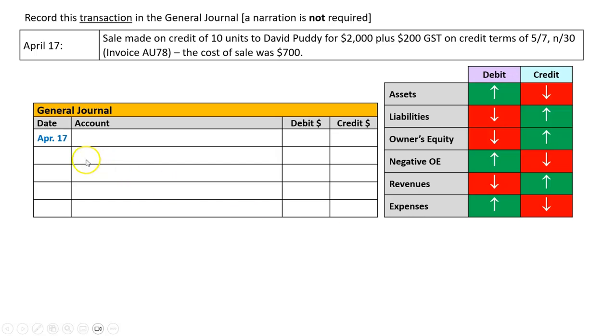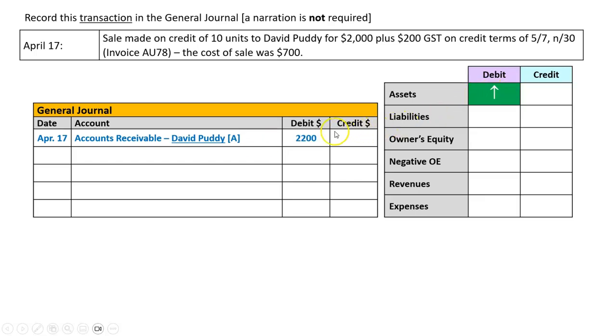So just like always, we'll start with the date. We can do the debits and credits in any order. I'm going to start with the accounts receivable for David Putty. That is an asset. And after this, he's going to owe us more money. So that asset's going to go up, which would be a debit. And he will owe us $2,000 plus the GST for a total of $2,200. That'll match up with two credits.